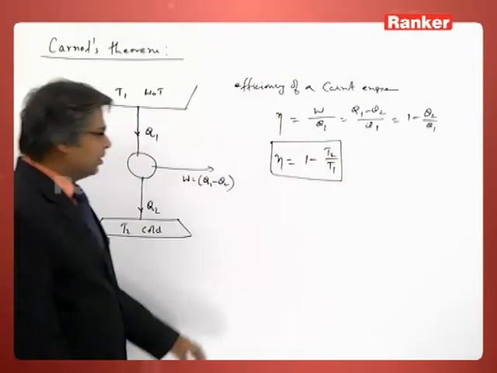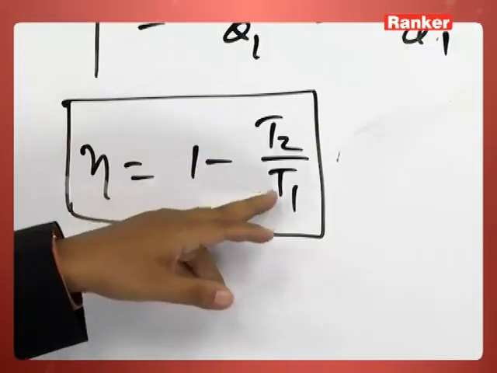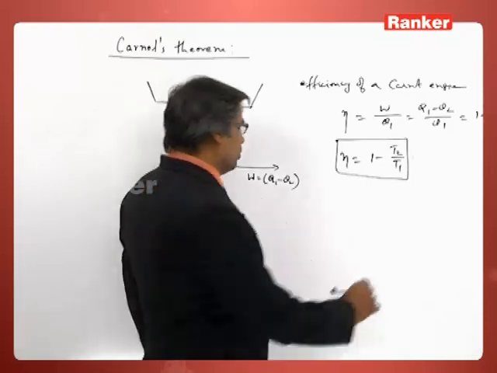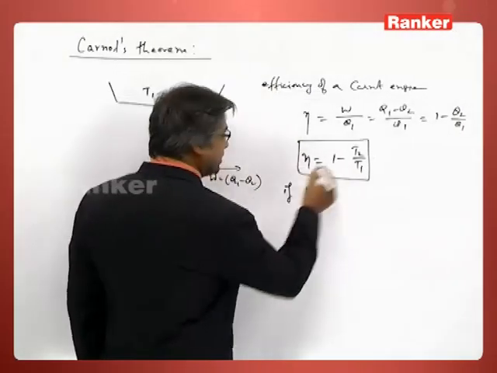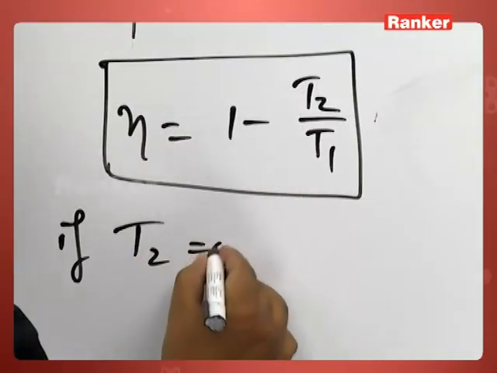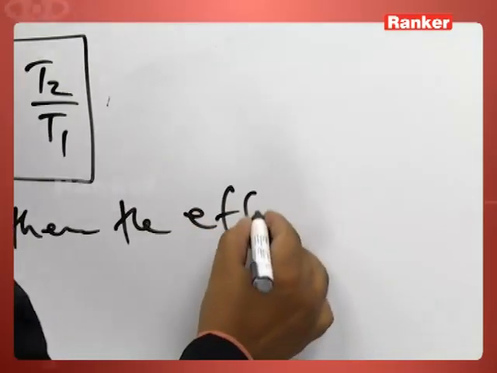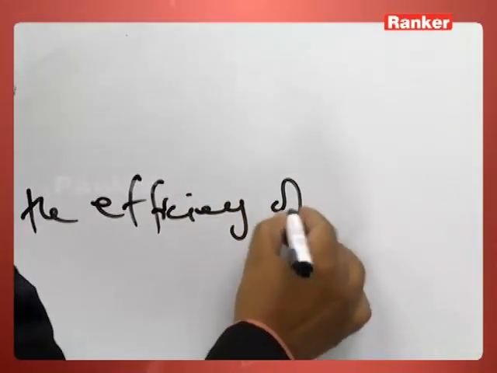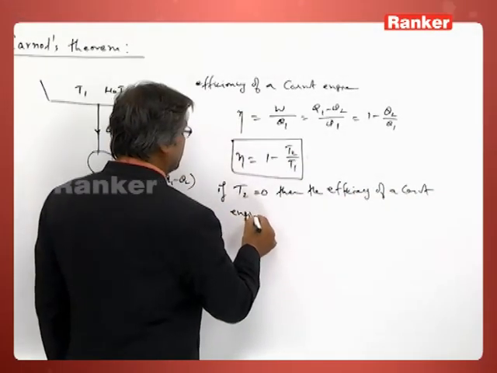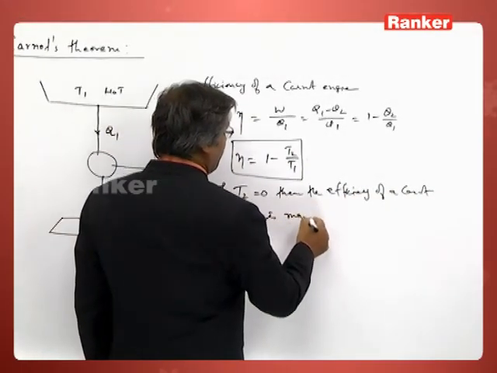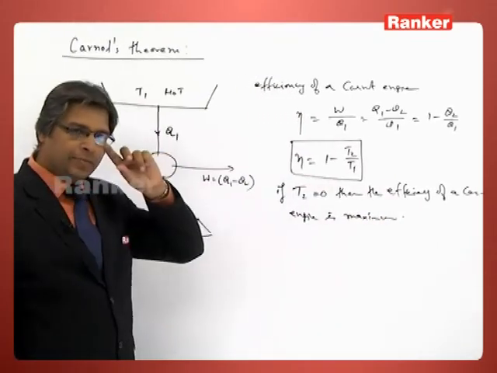Now this efficiency is 1 if T2 is equal to 0. So if T2 is equal to 0, then the efficiency of a Carnot engine is maximum.